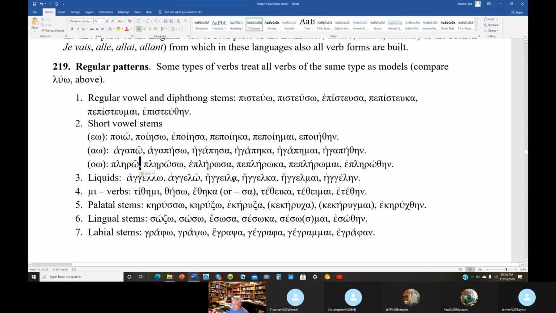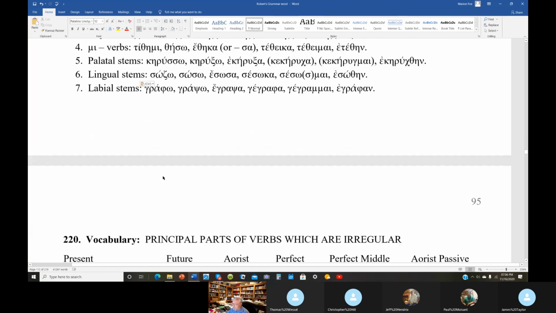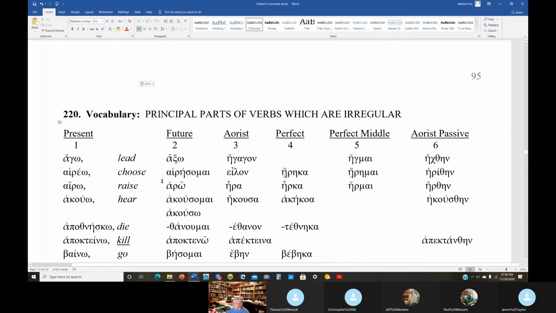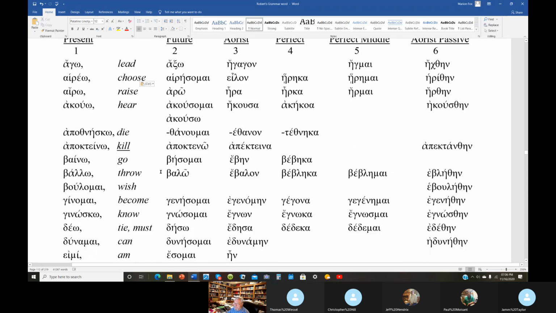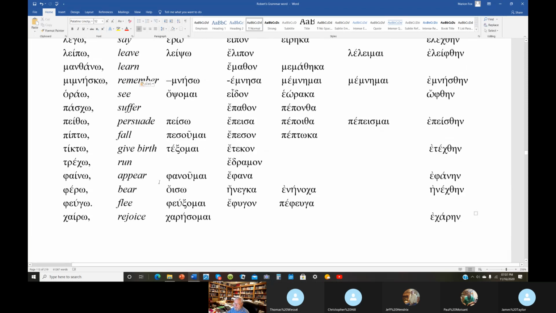All right. He has the mi verbs down here and how this is tithemi. And let's go down, and he goes through the various forms: lingual, labial, palatals, mi verbs, and liquids. Some of the rules for them. Let's look at principal parts of some verbs which are irregular. I would like to get through this. We have irregular verbs. This is the list of the irregular verbs in the New Testament. Is that clear? You have all of them listed here.